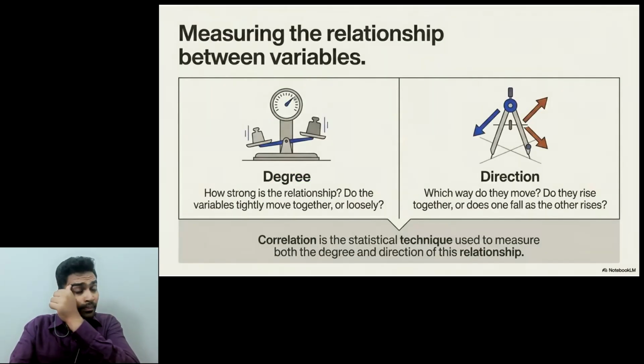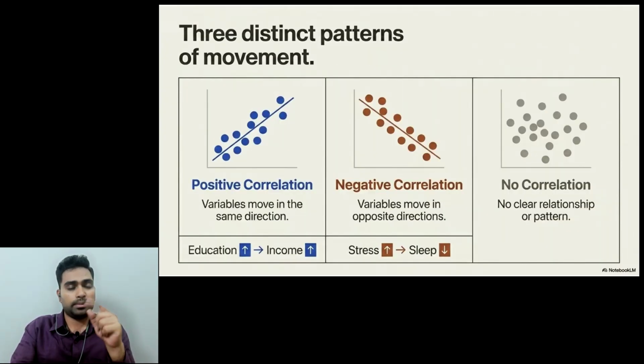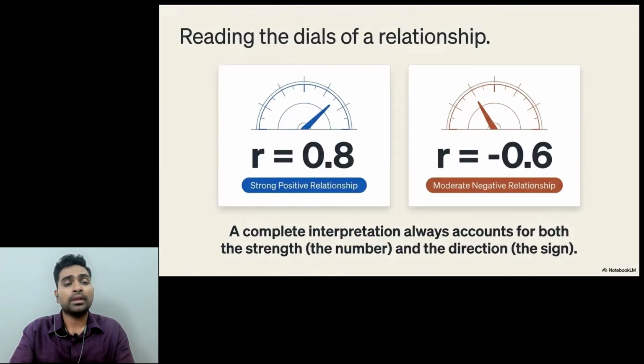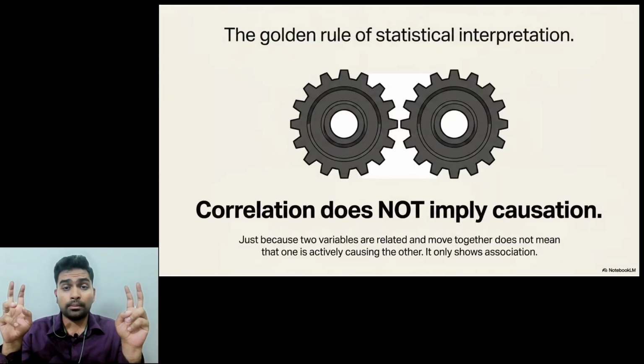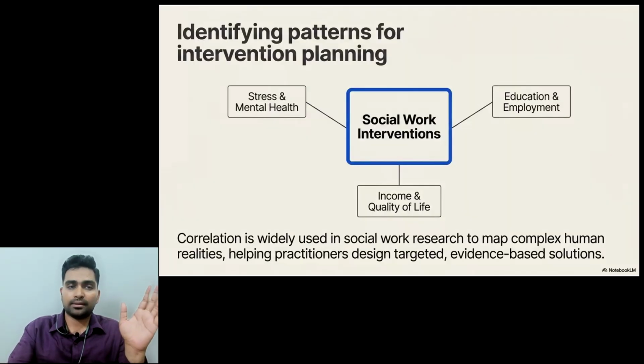So correlation in that way is a statistical technique which is used to measure both the degree and the direction of relationship between two variables. That is one good definition that you can learn. Now, one important caveat, one important condition, is that correlation does not mean causation. Always remember, just because two things move together, change together, occur together, does not mean that one actively leads to the other. That is not implied here.